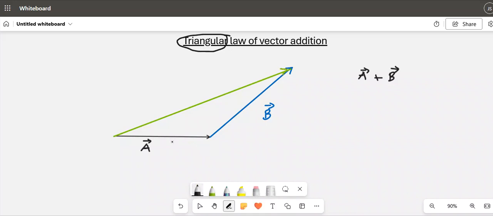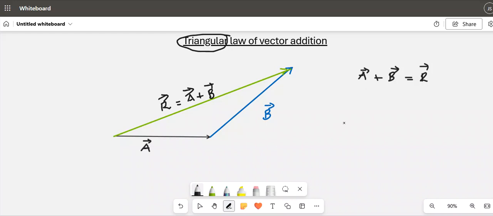So A is in this direction, B is in this direction, and the resultant is not in this direction but in the opposite direction. The third side of the triangle is known as the resultant. A and B are vectors, so the resultant must also be a vector. So R is equal to A plus B. This is known as the resultant.